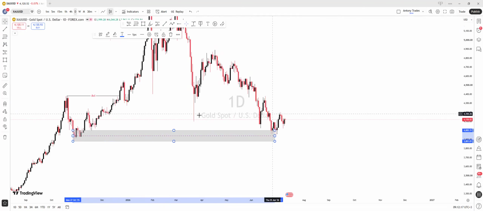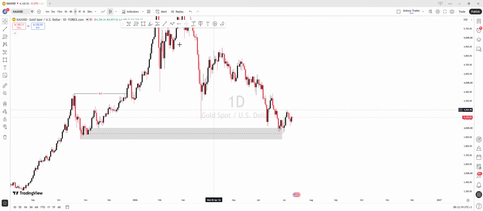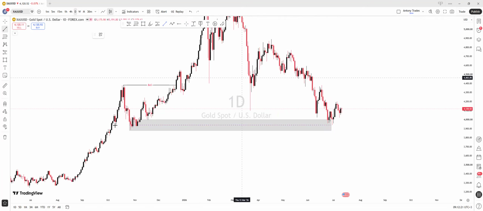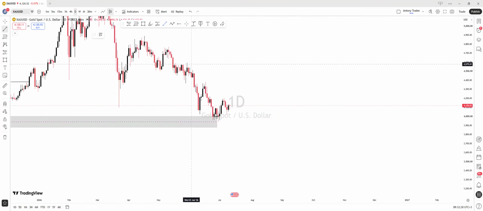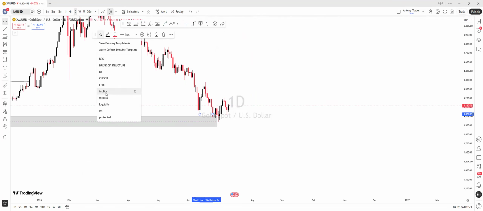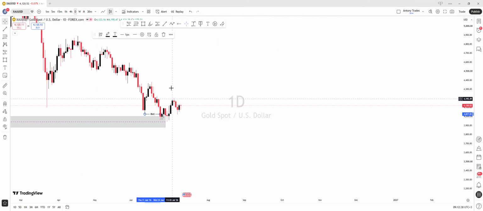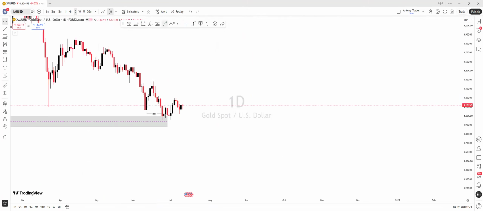So we need to see internal structure aligning with that. And first of all, before we go there, we can see that we have a very strong low here which swept liquidity. We have a sweep before the break, right? So internally, this is the last break of structure to the downside. We have this internal BOS to the downside. And this high is a very strong high here.